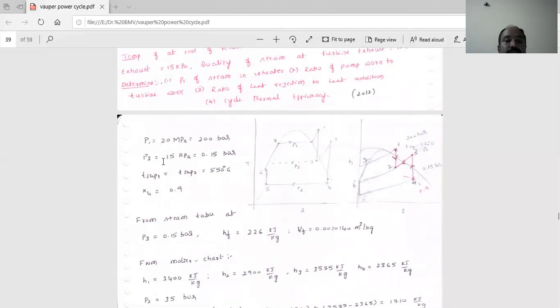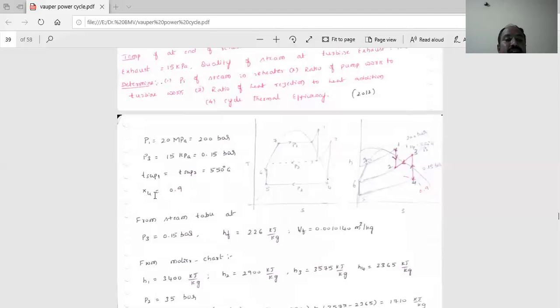Okay, then P1 is equal to 20 megapascal, it becomes 200 bar. Then P3 is equal to 15 kilopascal, which is equal to 0.15 bar. T superheated is equal to the superheated temperature. The temperature will remain the same, that is 550 degrees centigrade. It will be reheated to the same temperature, that is 550 degrees centigrade.